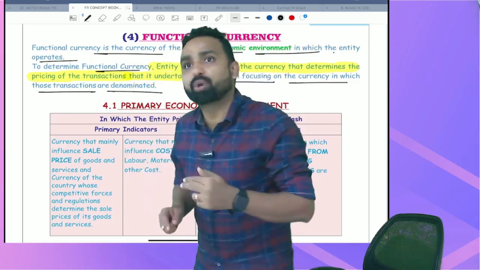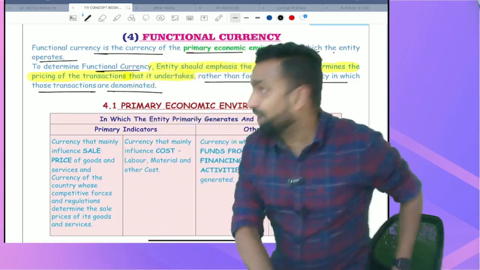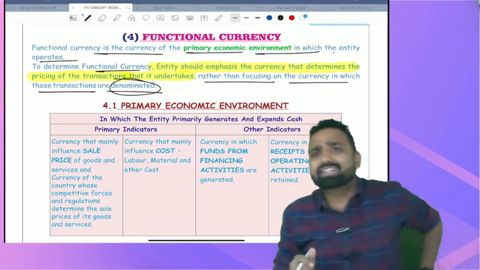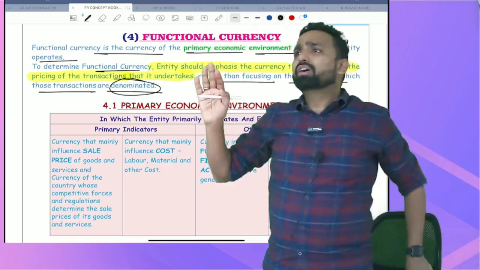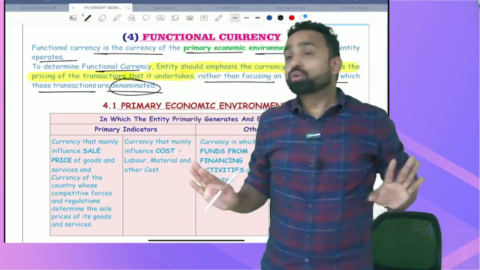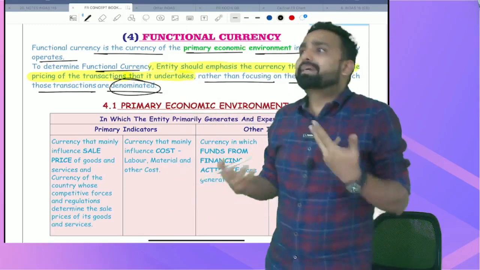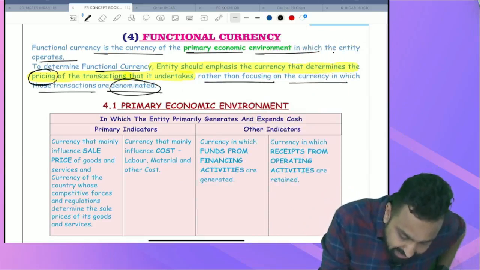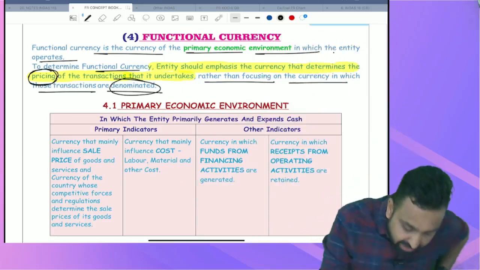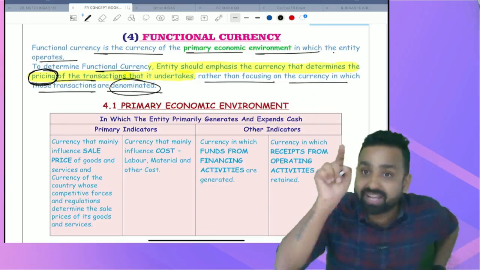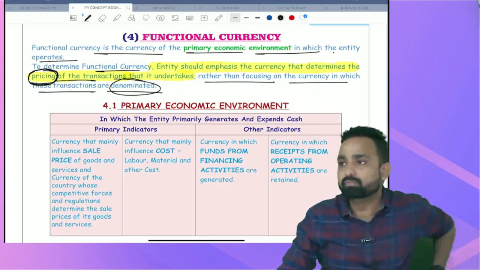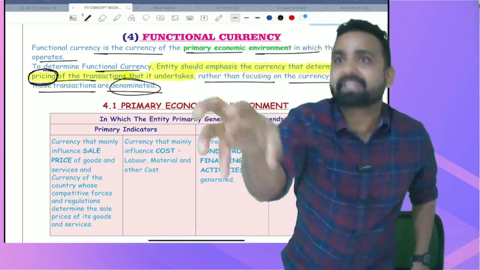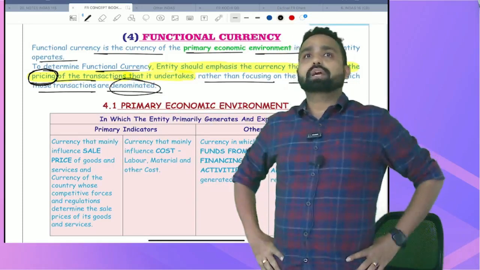Are you guys understanding my point or not? So what it says, please read the notes. Don't check the denomination. Don't see that your entire sale is in US dollar, so your functional currency will be dollar. No, it doesn't matter. The denomination doesn't matter. Which currency is affecting the pricing basically? That matters actually. Which currency or which country or which economic environment is affecting your price? Have you understood or not?